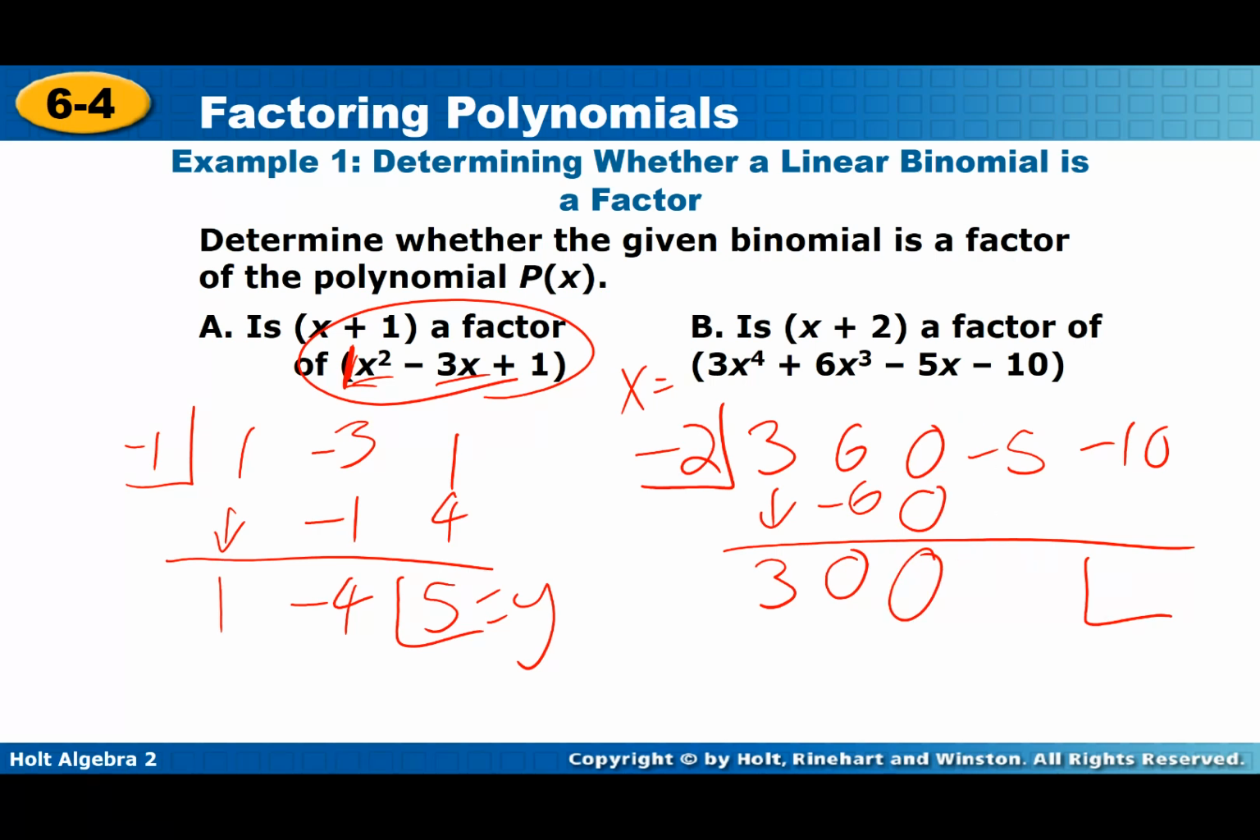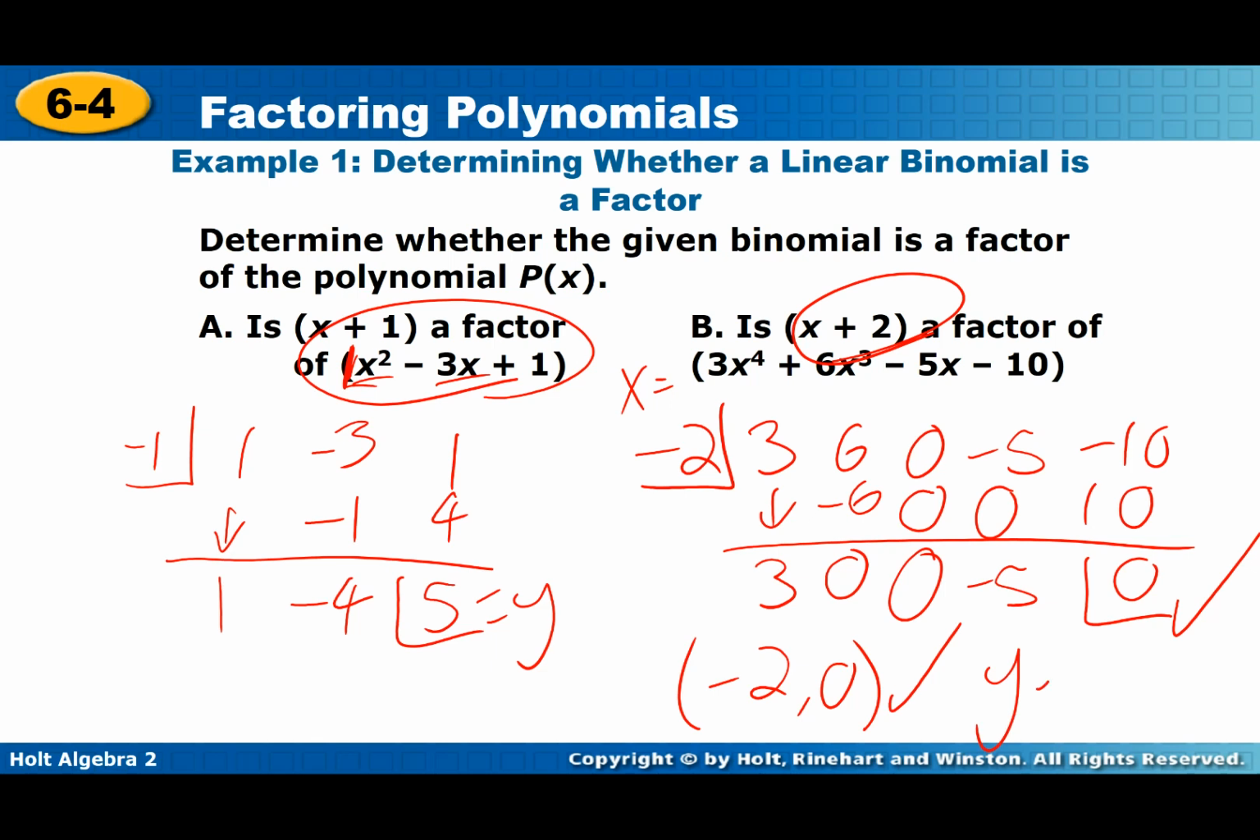Again, multiply that number now with the a. 0 times -2 is still 0. Put that under the next term. Add these. -5 plus 0 is -5. And now again, multiply the -5 with the -2, which makes it +10. And -10 plus 10 ends up being 0. So the remainder is 0. So that means I have the point -2, 0. Confirmed. Now, because the remainder is 0, this is an x-intercept, which means, yes, x plus 2 is a factor.